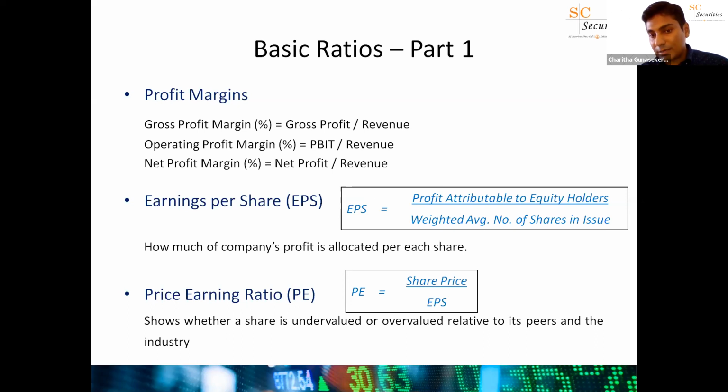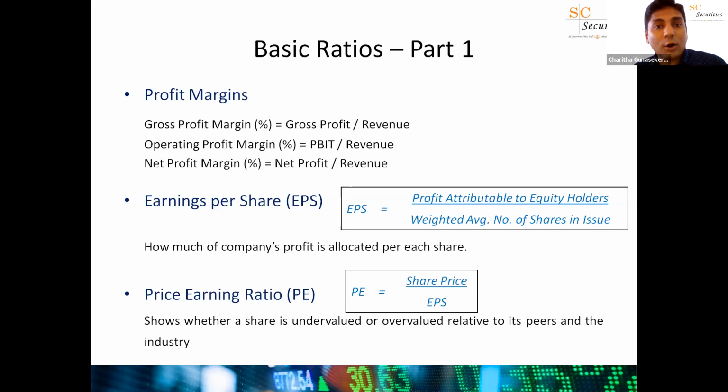Let's take a simple illustration, the one I took last week. If a share is trading at 10 rupees, and if the company is generating an earnings per share of 2 rupees, that means you are paying 10 rupees to buy a share which earns 2 rupees of profit for a year, right? So when you divide 10 rupees, which is the share price, by its earnings per share of 2 rupees, you get a multiple of 5 times.